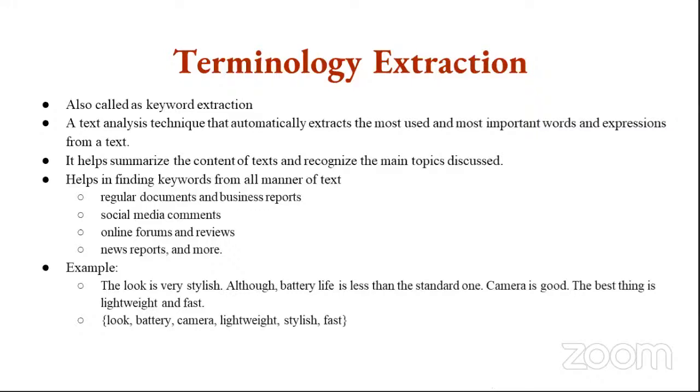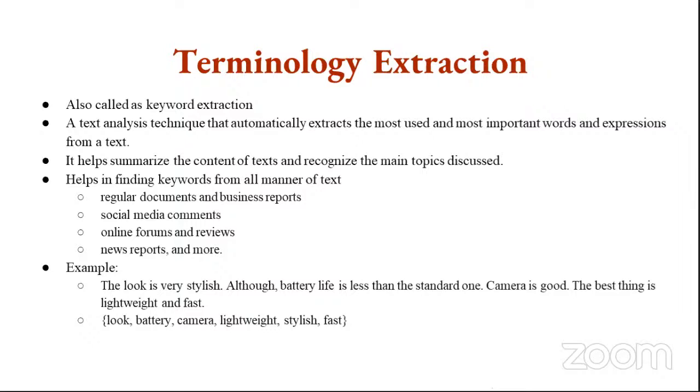And now there is a terminology extraction as well, which is called keyword extraction. Keyword extraction is basically extracting important phrases or words from a particular document. A text analysis technique that automatically extracts the most used and the most important words and expressions from a text. It helps summarize the content of text and recognize the main topics discussed. For the summarization point of view, keyword extraction is very useful because keywords are the most important parts of a particular document.